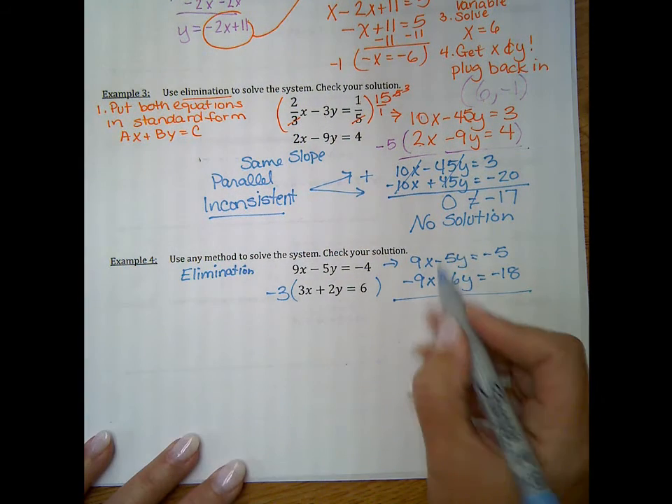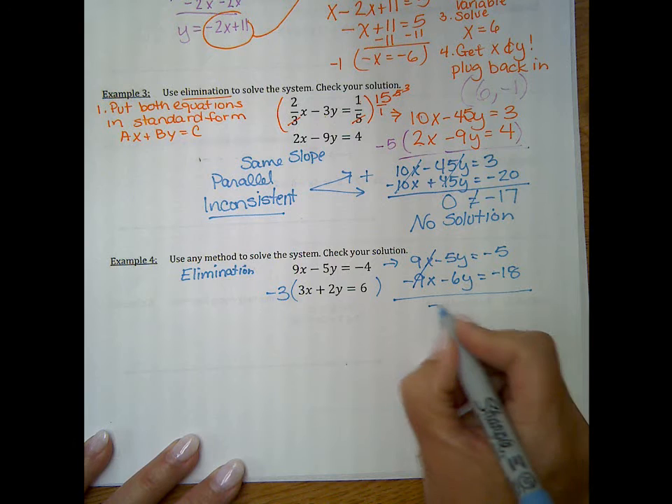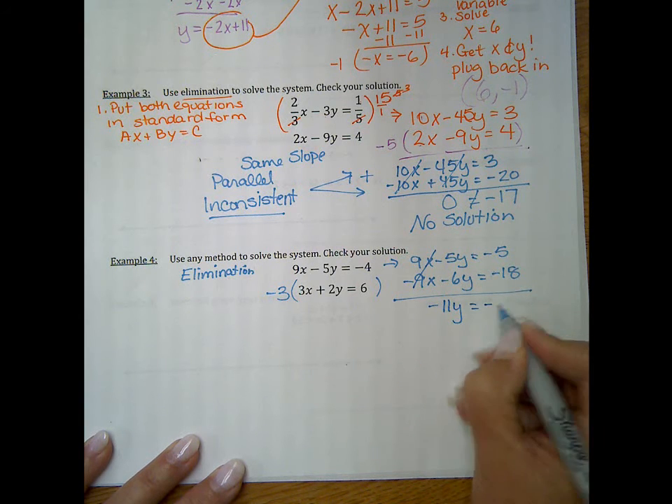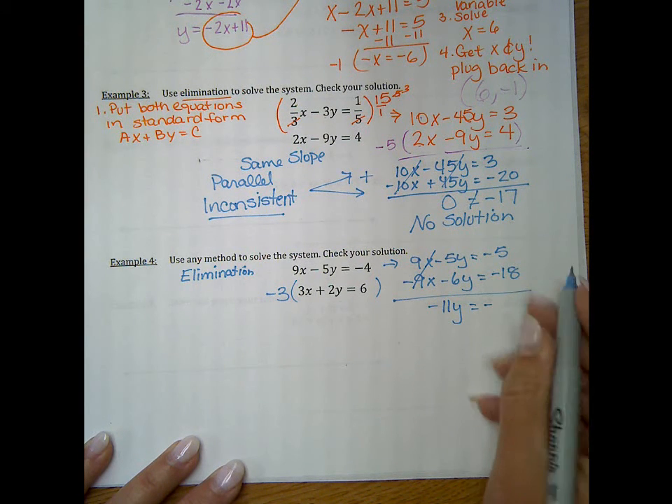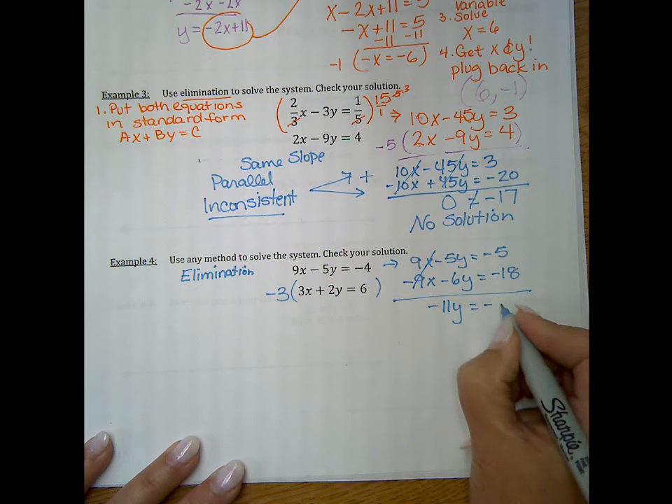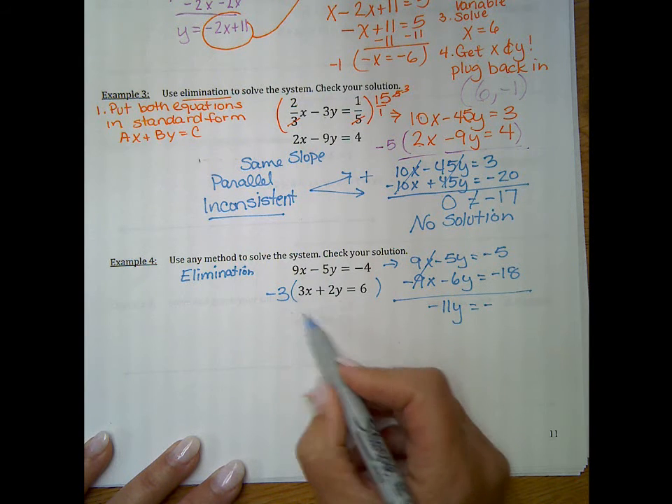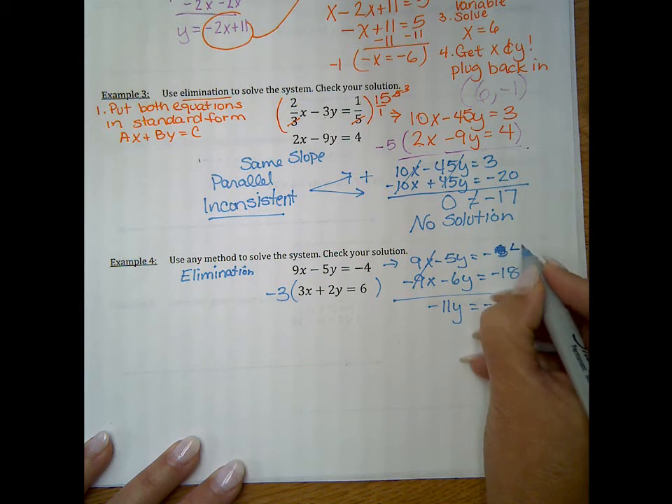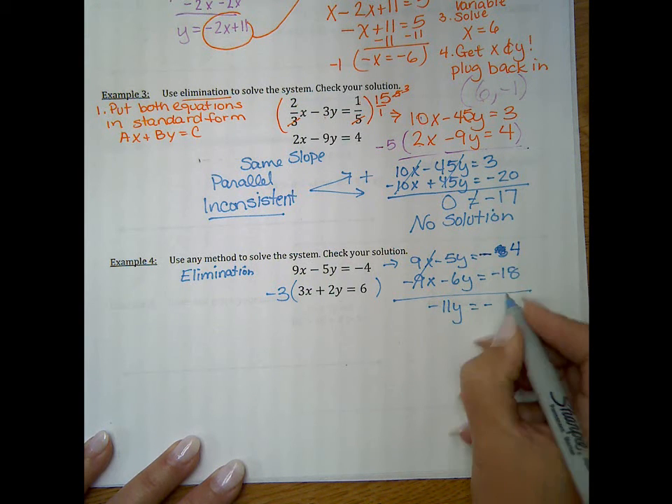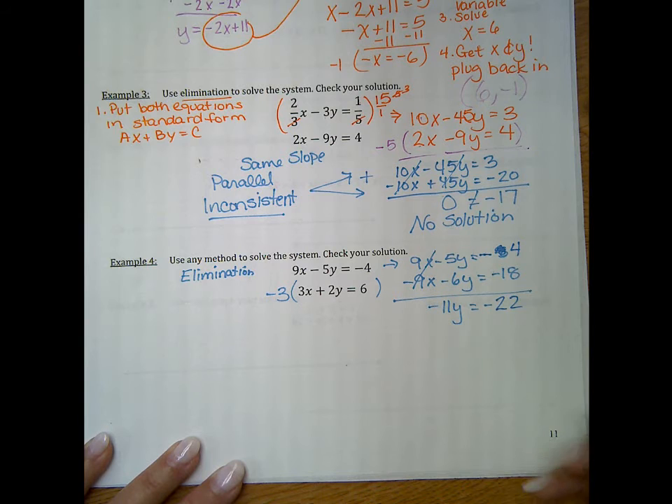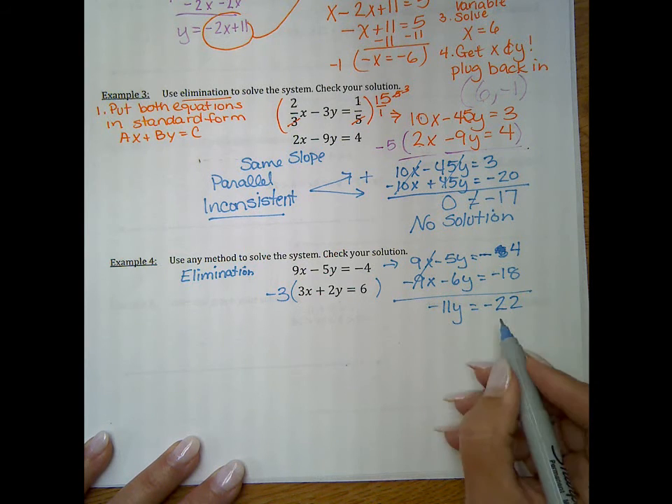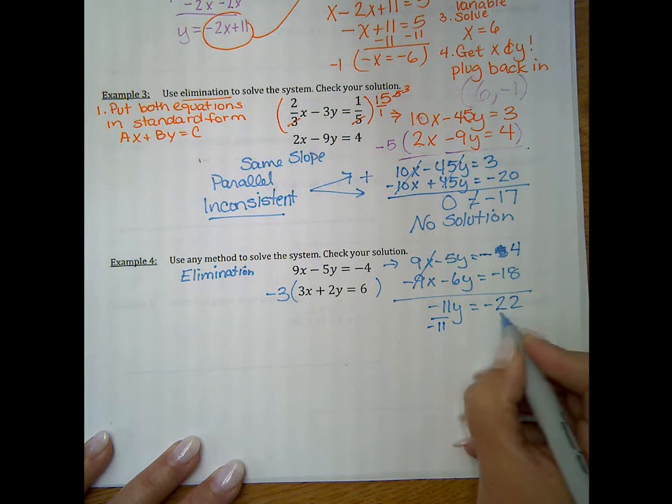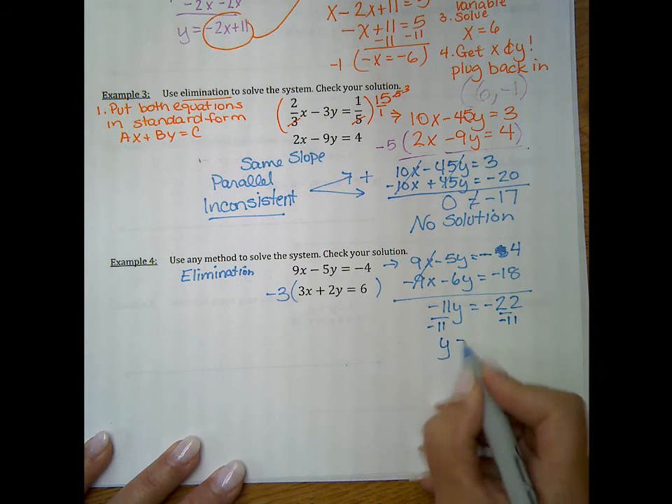Okay, if I solve this, the 9x's go away. I get negative 11y equals negative 20. Wait a minute, did I do that? Negative 18. That was a negative 4. Sorry, I wrote that wrong. So that's negative 22. Negative 4, negative 18. So I'm going to divide by negative 11. And y is equal to 2.